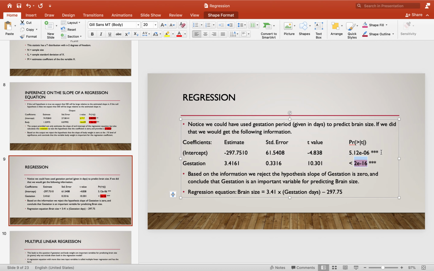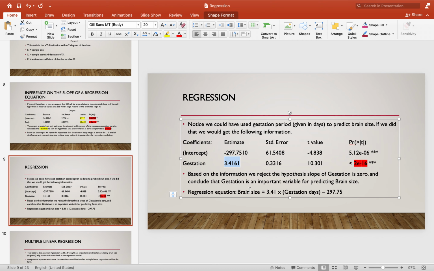On this information, we can reject the hypothesis that the gestation slope is 0, and we conclude that gestation is important for predicting brain size. We can also state our regression equation for brain size. It's right here, and that comes from our estimates here and here.